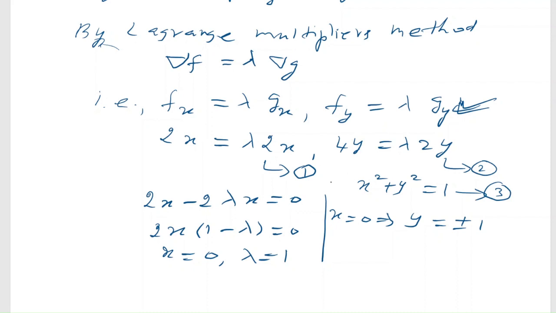Similarly, we have another value, that is lambda. Suppose lambda equal to 1. I substitute lambda equal to 1 in equation 2. So that implies 4y is equal to 2y, which implies y equal to 0. 4y minus 2y equal to 0. So 2y equal to 0. So we get y equal to 0. These are the values of x, y and lambda.